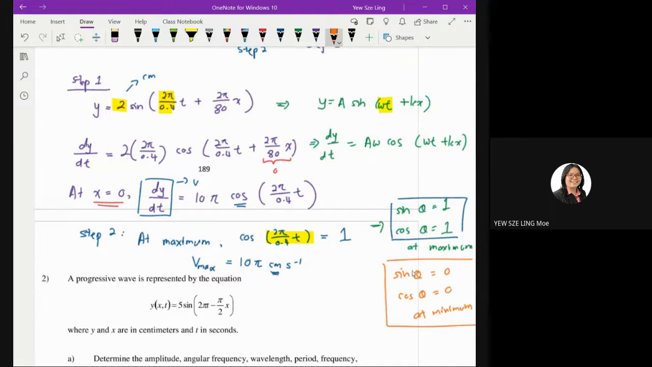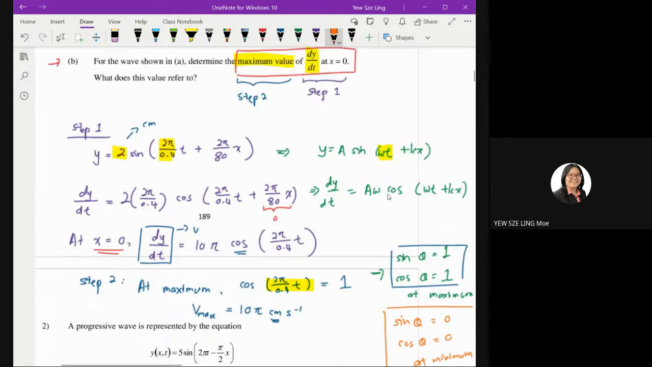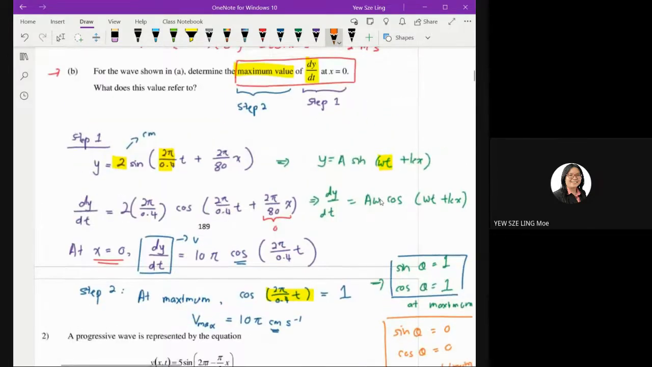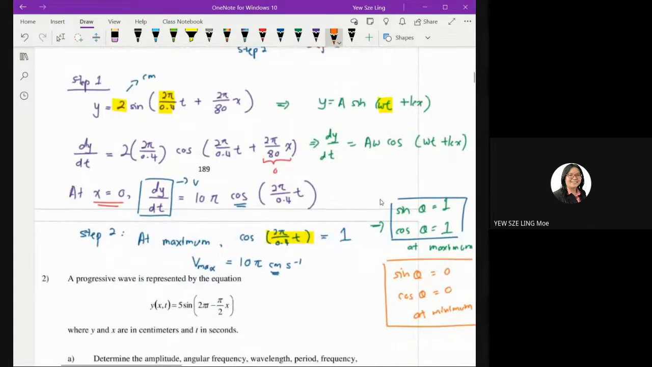So maximum and minimum, they have their own values already. It's fixed. You don't even have to calculate it. It's either 1 or 0 between maximum and minimum when it comes to a trigo function. All right. So this question is slightly more complicated. I give you more time to write it down.